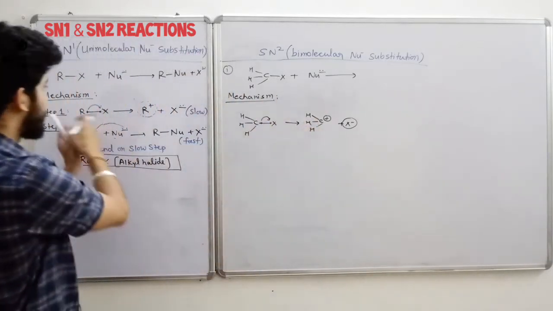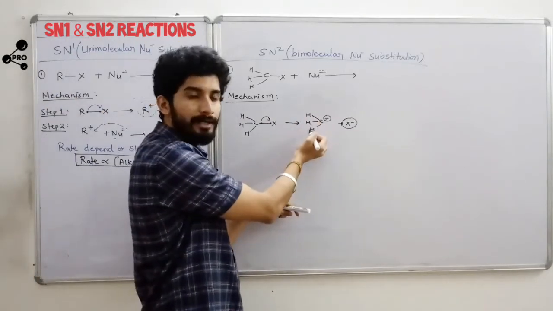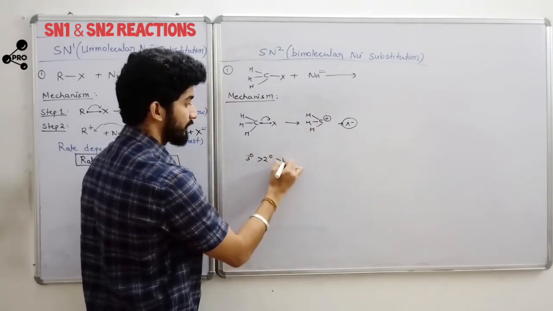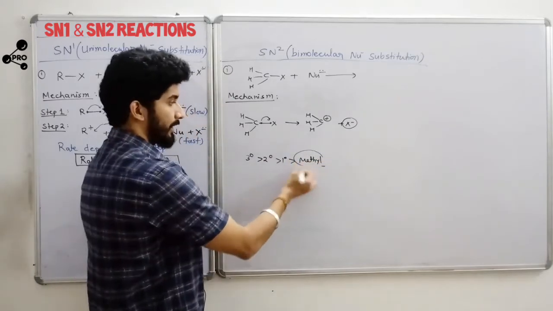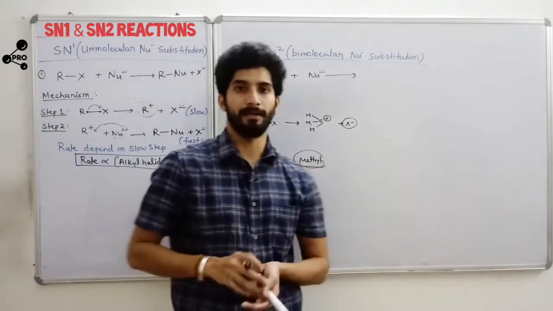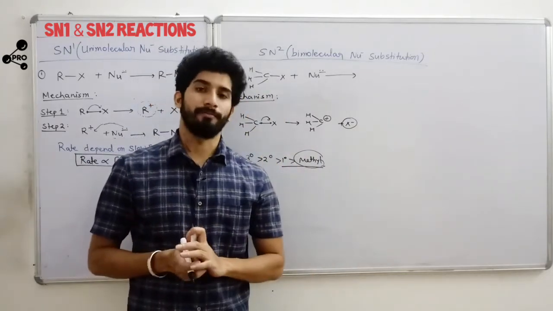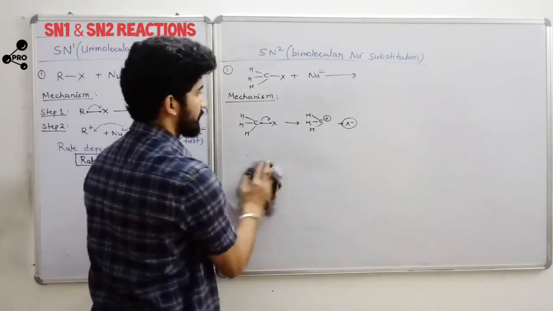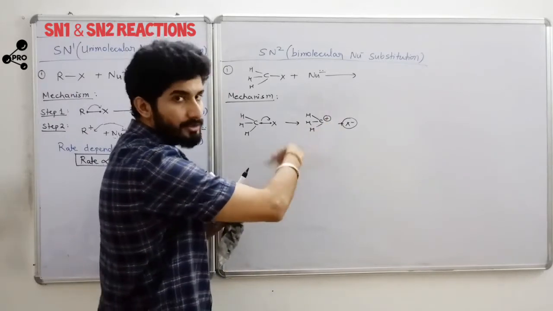So definitely this type of two-step mechanism will not happen over here, because we cannot form a methyl carbocation. It is the most unstable. We know that the order of carbocation stability is 3 degree, then 2 degree, then 1 degree, then methyl carbocation. So methyl carbocation is the least stable and it cannot form. 1 degree and methyl carbocation are the most unstable carbocations, and they won't form. First of all we have to understand why the methyl carbocation is not possible: because it is unstable.